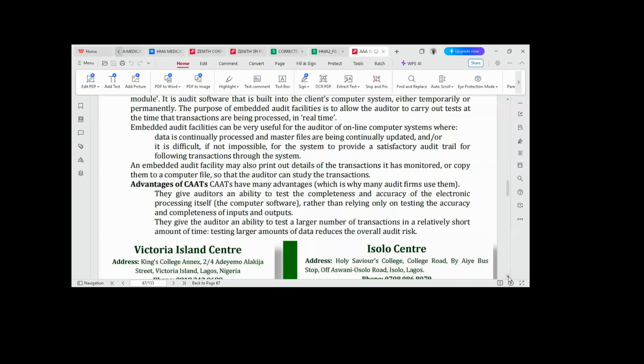Number two advantage of CAT: it allows you to test a large number of transactions in a very short time. Like I said, a whole server is made up of billions of data, but with your knowledge of SQL, you can extract the information that you need in a relatively short time. So what that implies is that the audit will be more efficient. And the audit risk, the risk that you will give an inappropriate audit opinion, in the case of using CAT will be very, very low because it's able to gather as much relevant information as possible.